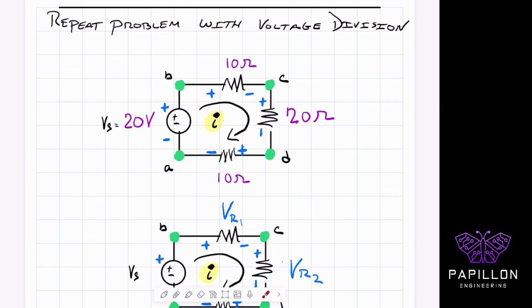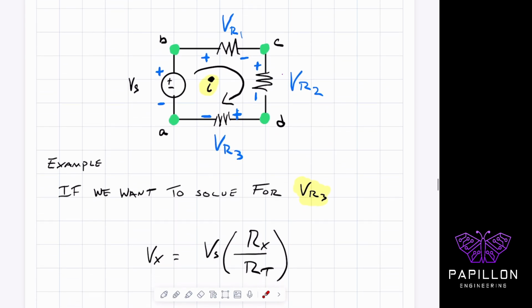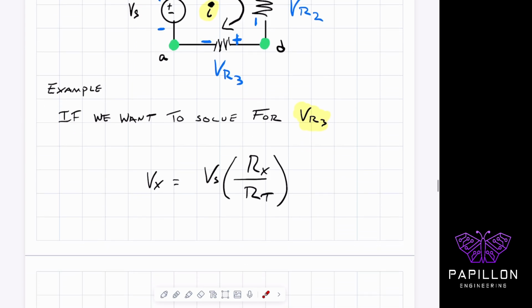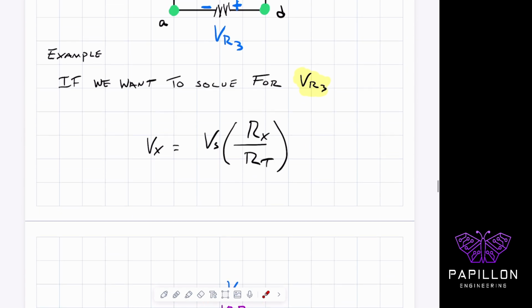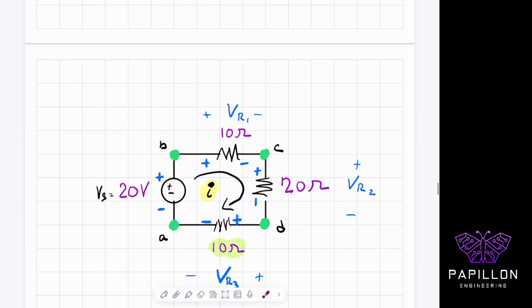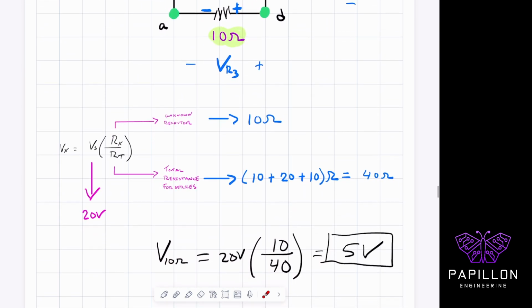So let's try this out. We can try to solve for VR1, VR2, or VR3 using voltage division that's used for series portions of circuits only. So if we wanted to solve for VR3, right, that's our 10 ohm on the bottom. This is how it looked. We use this equation that I just showed you before. And then once we have that, right, we identify it here in green. So now I'm just going to plug and play.